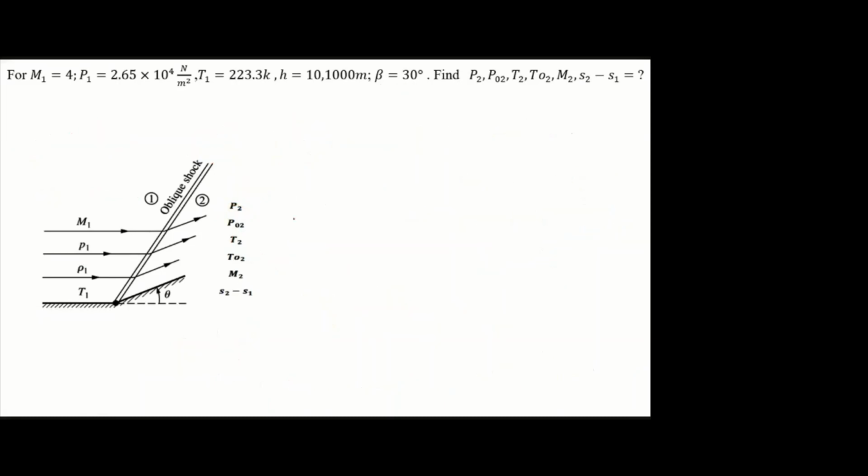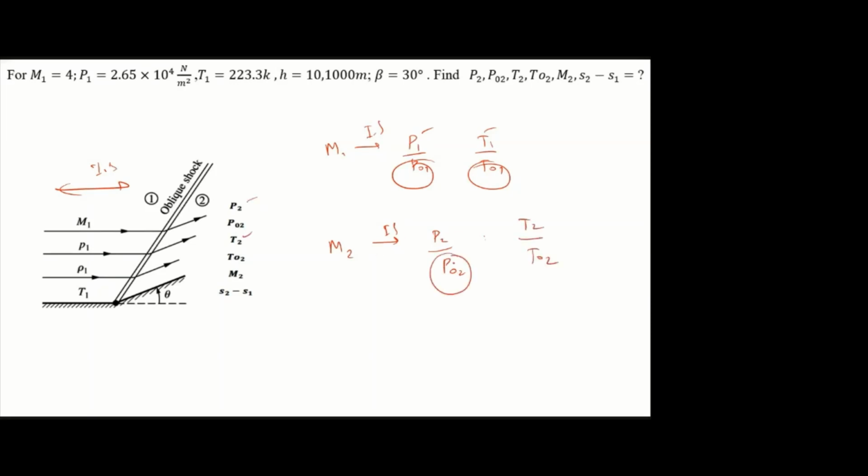So this procedure you are clear. Here I can apply isentropic. I know M1. I can find P1 by P01, T1 by T01, T1 is known, so I can find these two parameters. Similarly, just now we found the M2 using isentropic table. I can find P2 by P02, T2 by T02, T2, P2 also just now we found it, so you can find P02 and T02. Either way you can use it.